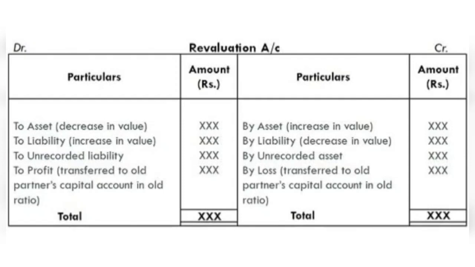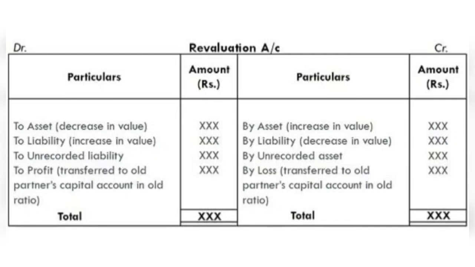If there is any unrecorded asset in the business which is not recorded till date in the balance sheet, then now you have to take it into consideration in the books of account, and that unrecorded asset is credited to the revaluation account with its entire value. The unrecorded liability, which is not recorded as on the date, you have to take on the debit side.